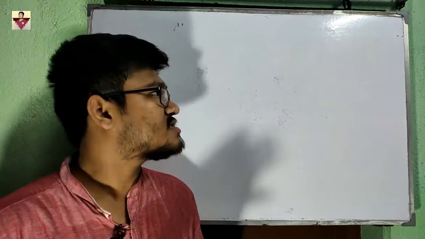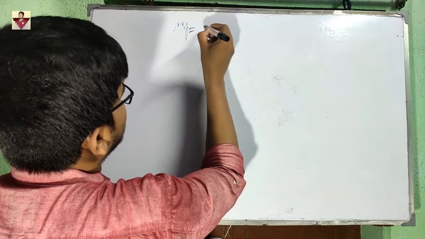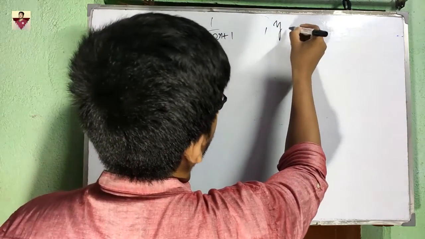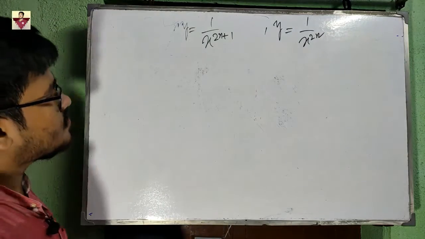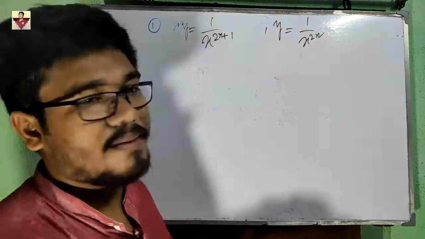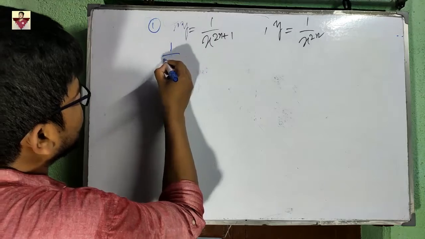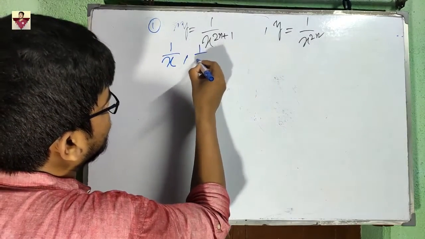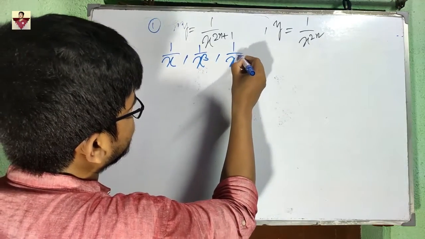Now let us plot some inverse functions like y equal to 1 by x to the power 2n plus 1 and y equal to 1 by x to the power 2n. So the first one, which is an odd function, will be symmetrical about the origin on the opposite coordinates. So if you want to plot for n equal to 0, then y is obviously 1 by x, n equal to 1, 1 by x cube, and similarly 1 by x to the power 5.